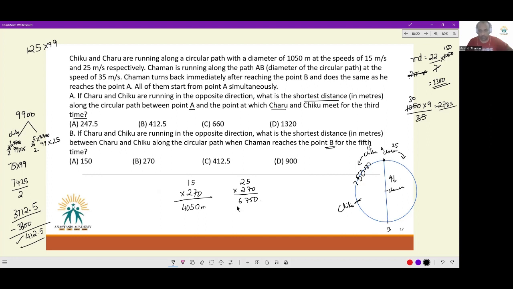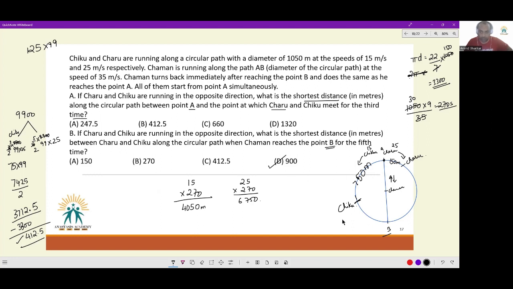It has traveled 6750. 3300 once, 3300 twice. It has traveled 150 meters more than 6600. This is where Charu is. Now see the minimum gap between Chiku and Charu. Minimum gap between Chiku and Charu will be this 750 and this 150, which will be 900 meters.